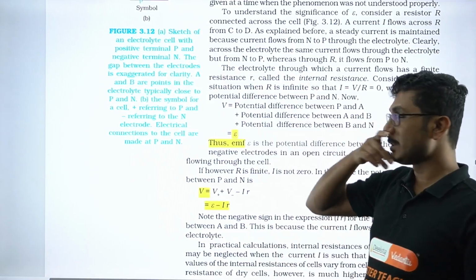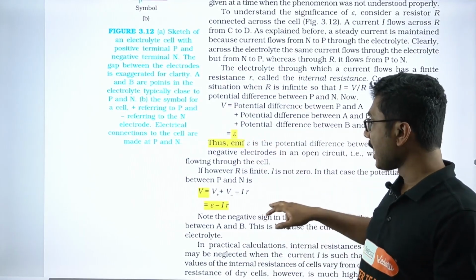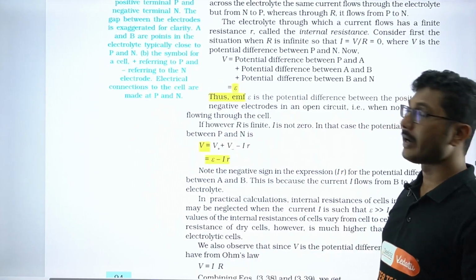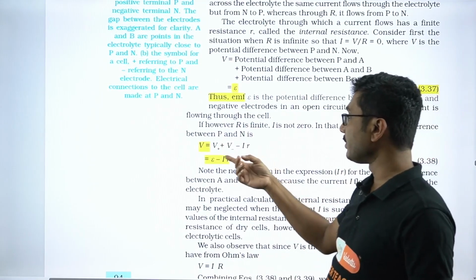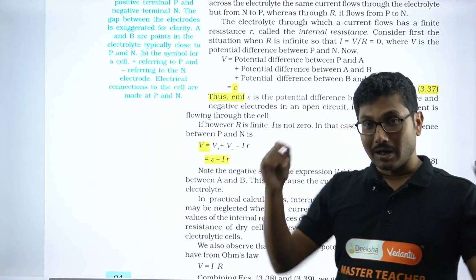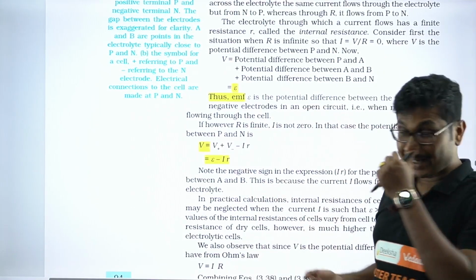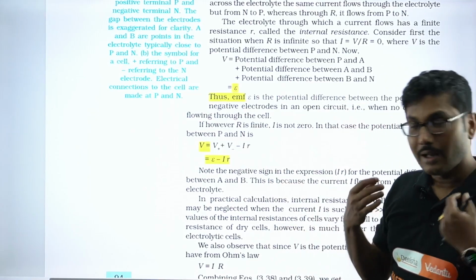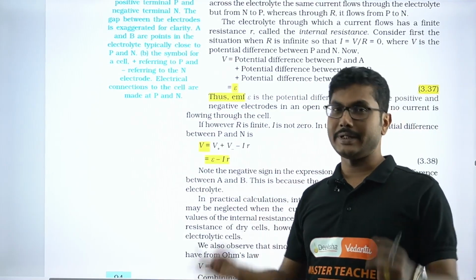Okay, so EMF is represented by the symbol epsilon, and one formula is the terminal voltage. The terminal voltage across a battery is given by epsilon minus Ir, where I is the current the battery is sending, and small r is the internal resistance of the battery. Every battery has some internal resistance.